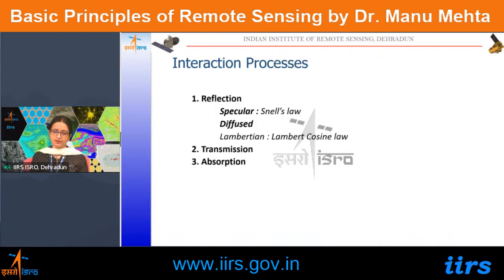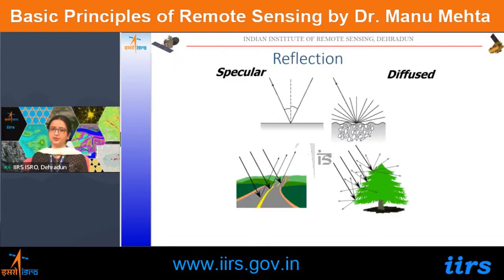Now coming to the interaction processes. If we are interested in the reflective type of remote sensing, I'm particularly talking about optical remote sensing, because thermal remote sensing and microwave remote sensing will be discussed and dealt with separately. So I'm discussing only optical remote sensing from here onwards. We are interested in the reflected portion of electromagnetic radiation reaching the sensor, so we would like to understand the reflective properties of targets.